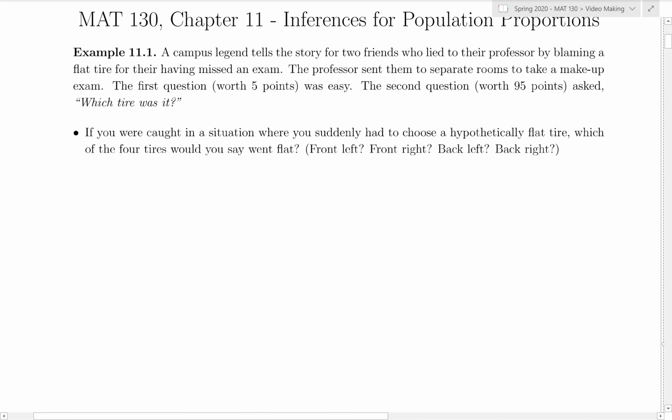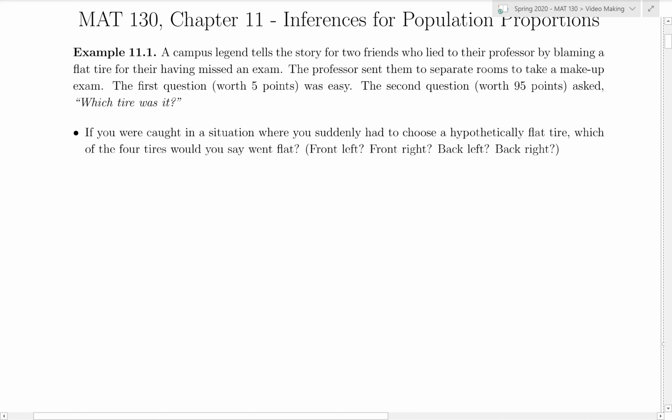All right, welcome everyone to this video on Chapter 11, in which we're going to be talking about inferences for population proportions. To set the scene a little, in our previous chapters, Chapter 8 through 10, we talked about methods for finding confidence intervals and performing hypothesis tests for one or two population means. So that's what we concentrated on.